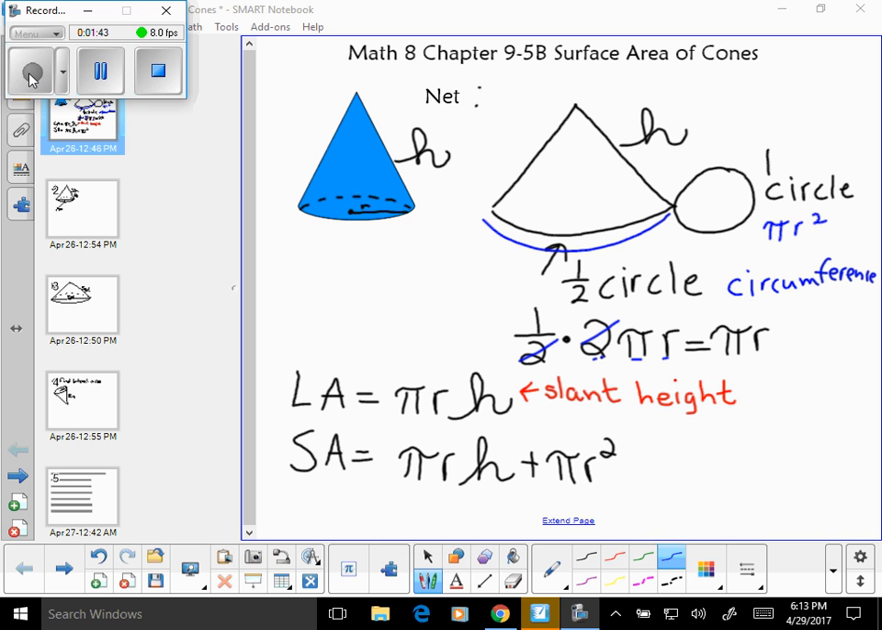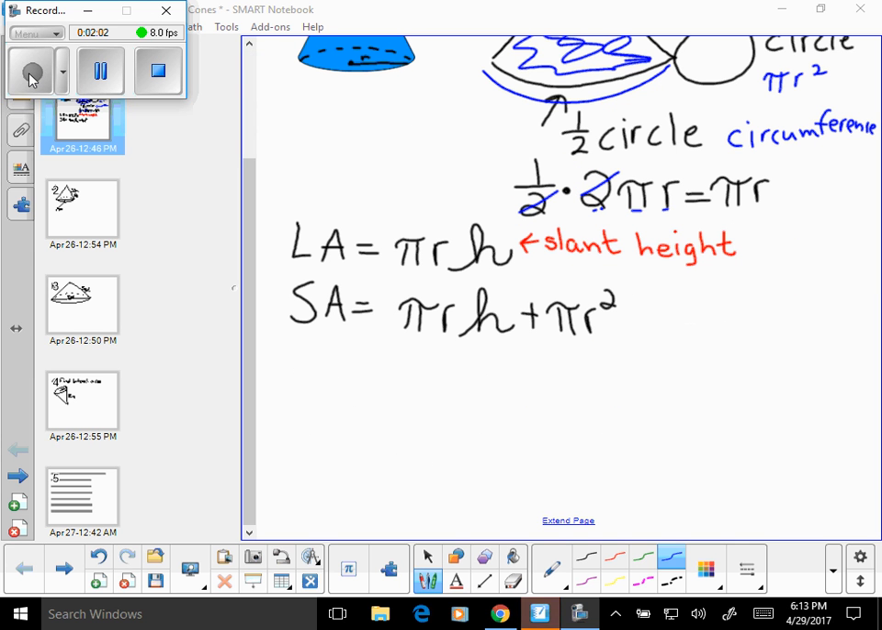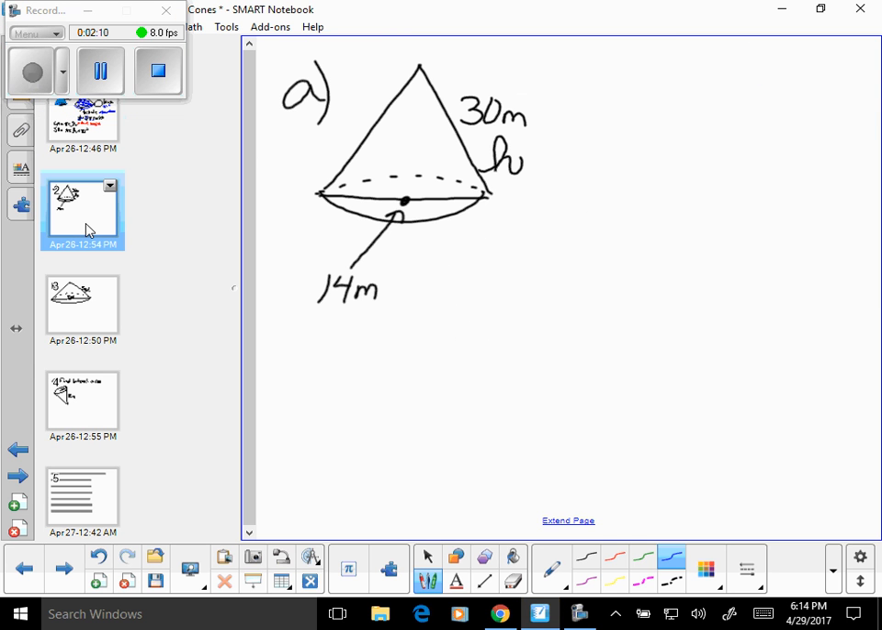And notice again, this is where we're using that cursive h, because that will give us this whole area that I just put in blue. Now we also are going to add the area of the circular base, which is pi r squared. So our formula is pi times r times the slant height plus pi r squared. Let's look at an example.